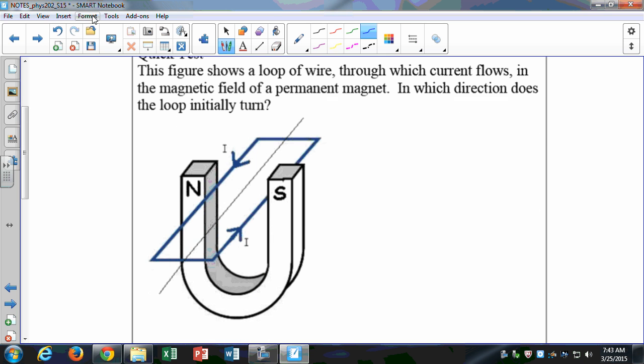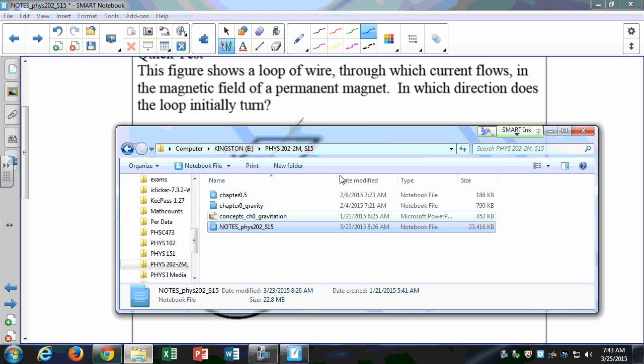Let's try this quick test as well. This with your flickers. Oh, I don't think I've opened it yet.